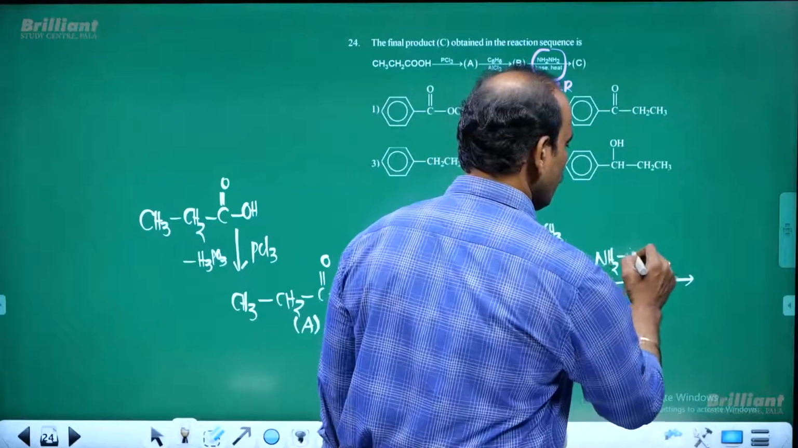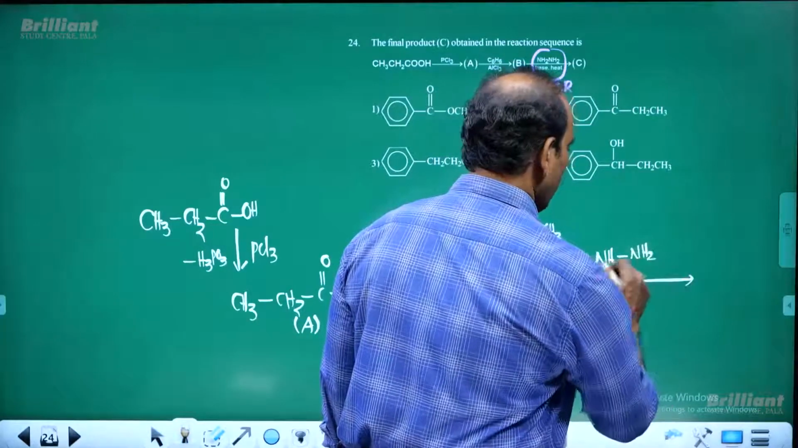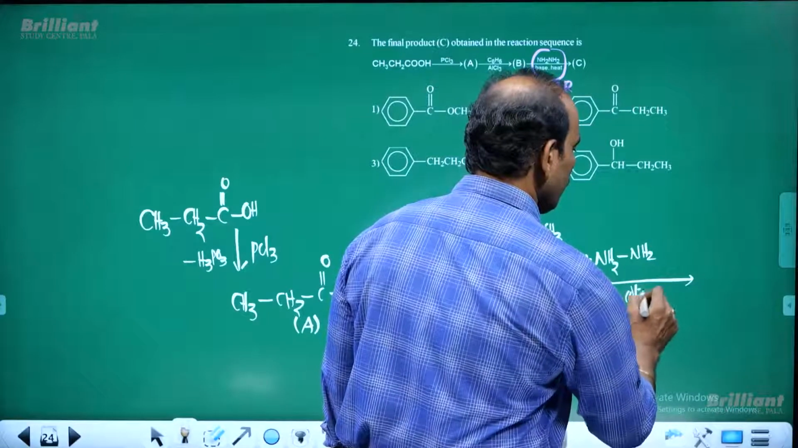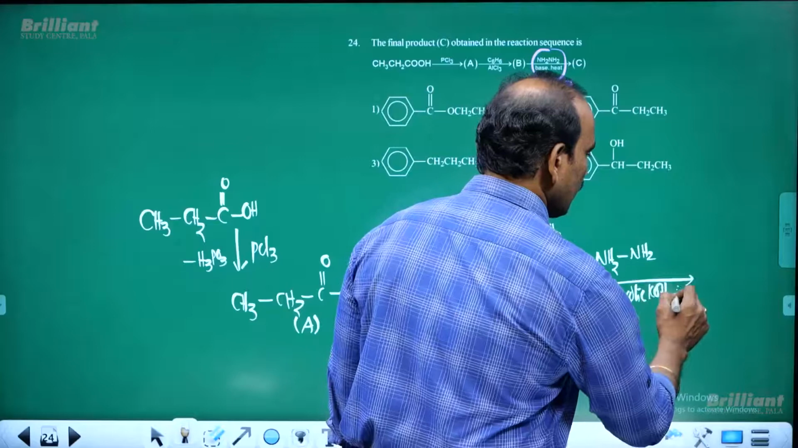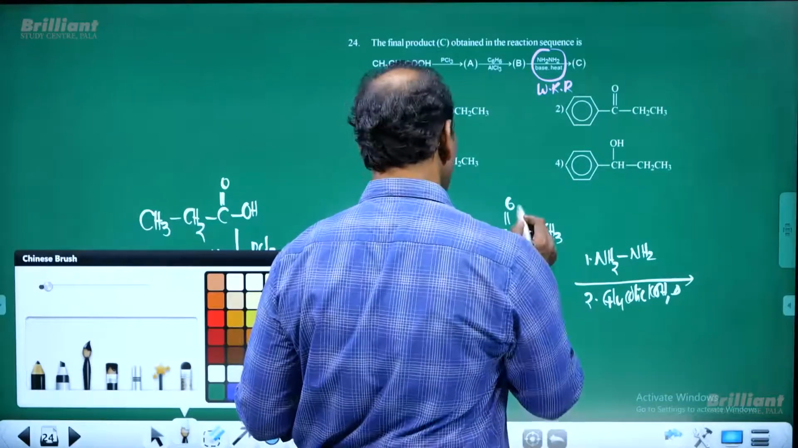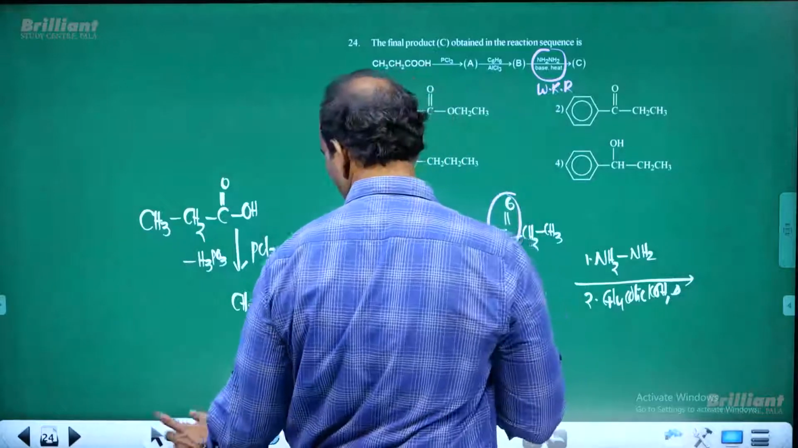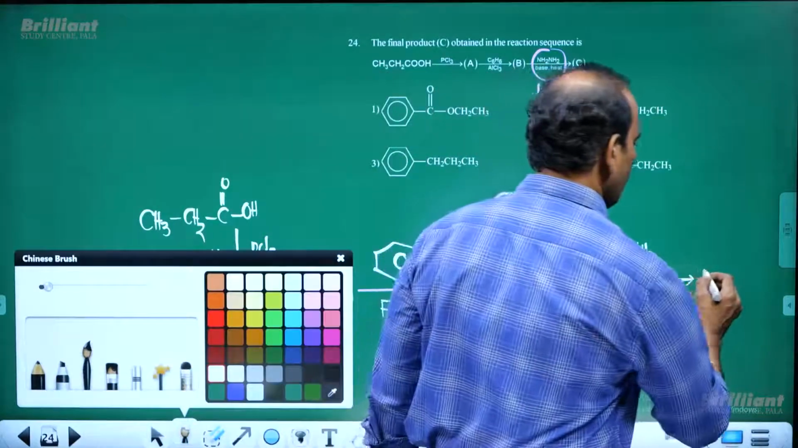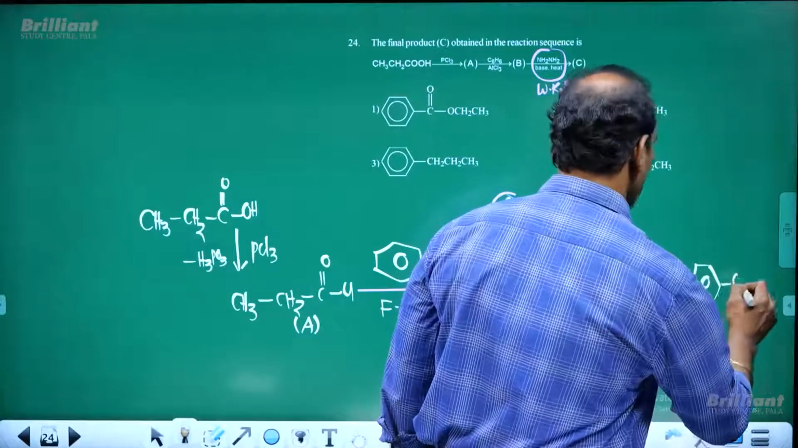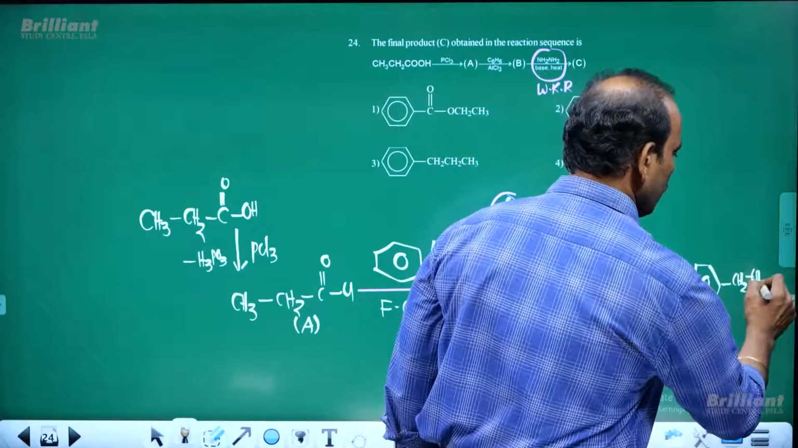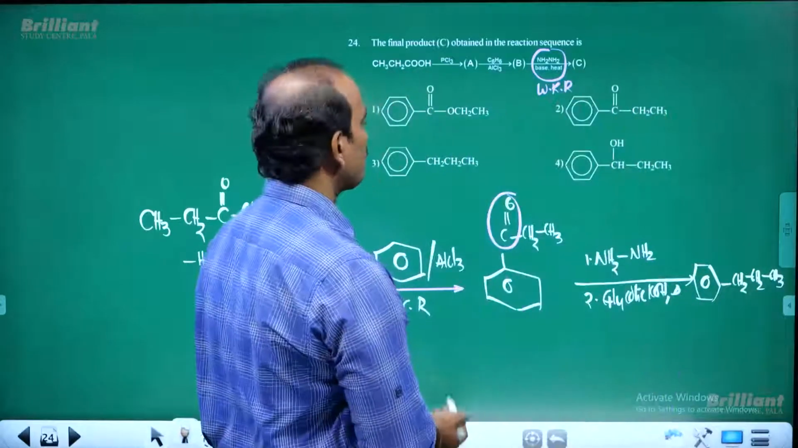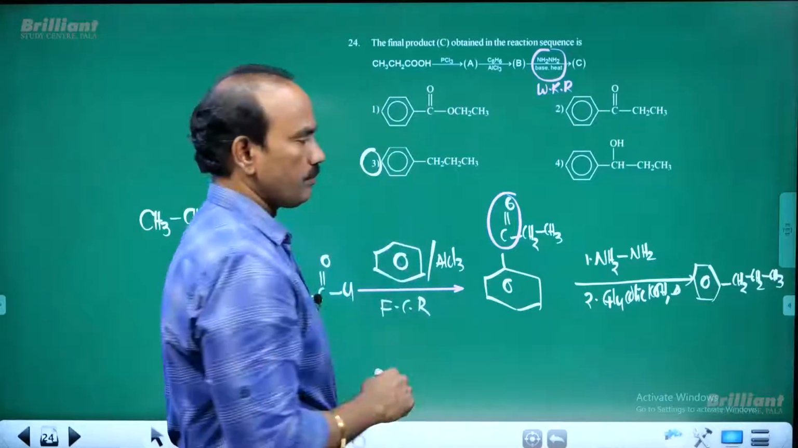Next one is NH2, then glycolic KOH and heat. So this group changes to a methylene group. Okay, na? So the answer is this one.